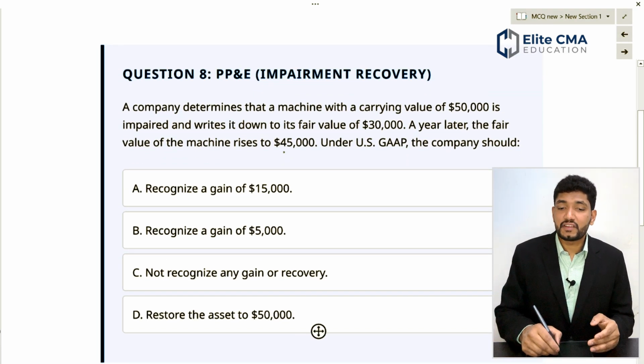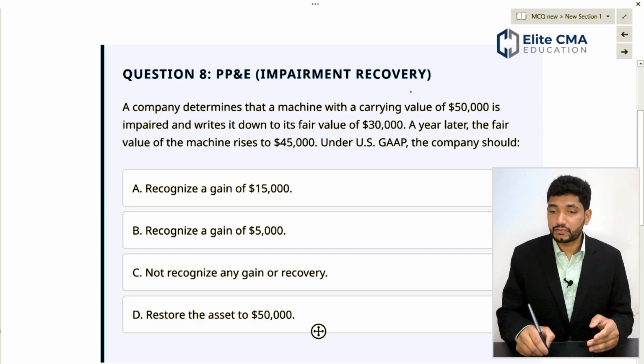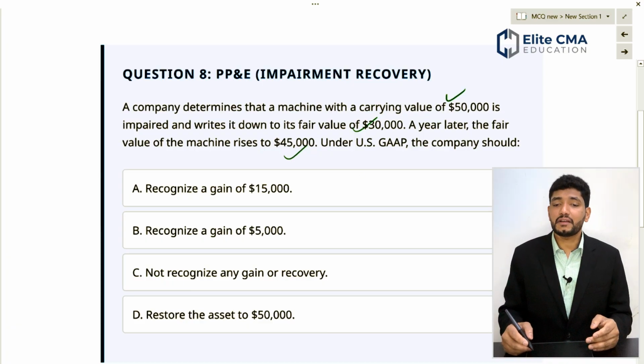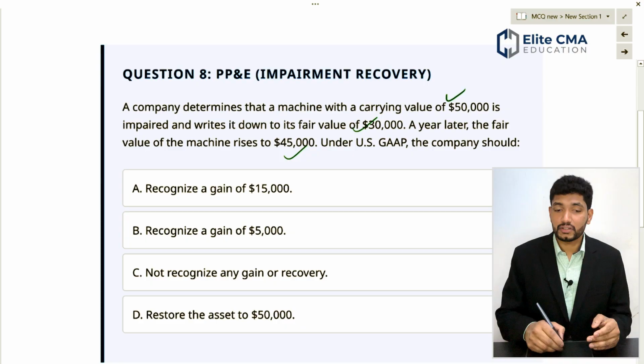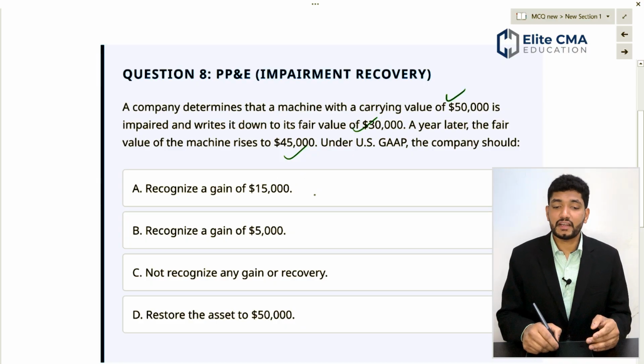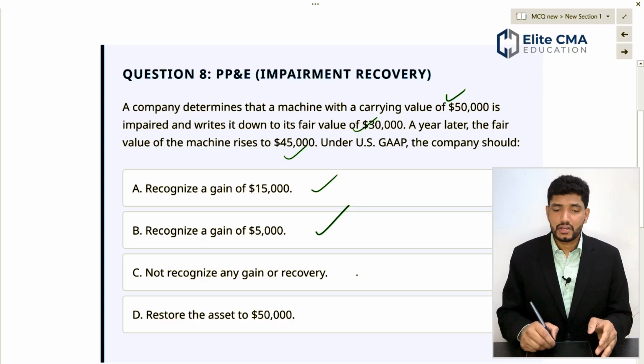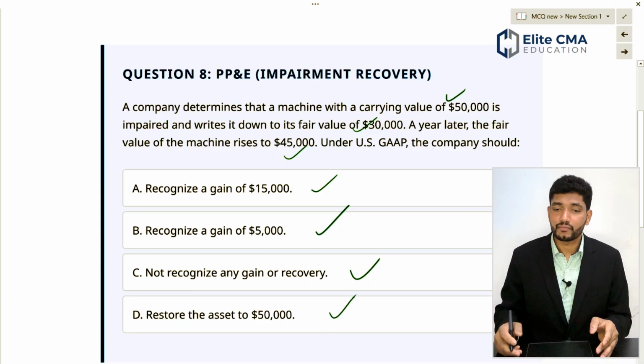A company determines that a machine with a carrying value of 50,000 is impaired and writes it down to its fair value of 30,000. A year later, the fair value of the machine rises to 45,000. Under US GAAP, the company should: option A, recognize a gain of 15,000; option B, recognize a gain of 5,000; option C, not recognize any gain or recovery; option D, restore the asset to 50,000.